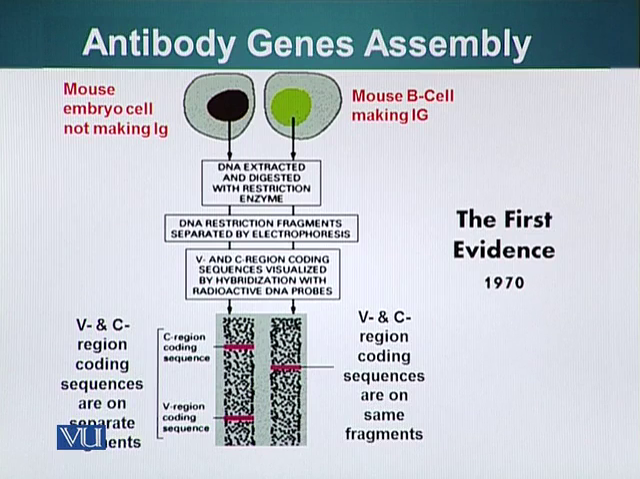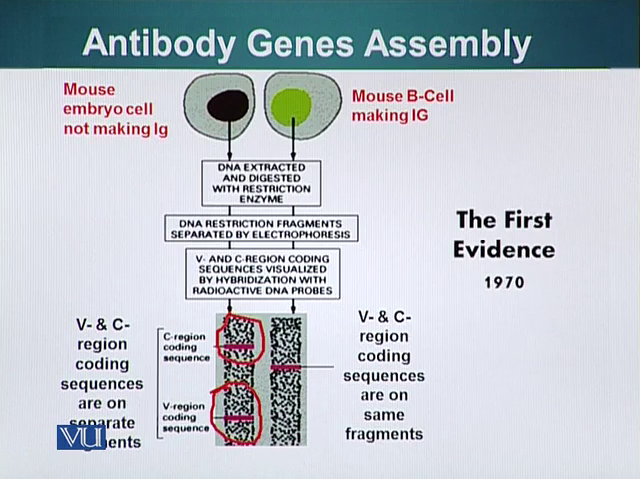Now, if you pay attention to the slide, you will see that in the cell that was not making Ig, immunoglobulin molecules, the C and V regions are on separate DNA fragments. Here you can see, for example, the C region, and here's the V region. We have already talked about this, that our immunoglobulins, our antibodies, have two domains, the variable domain and the constant domain. So the C region is basically the constant domain and the V region is basically the variable domain. These two domains are separate. When they were digested, they appeared in separate DNA fragments.